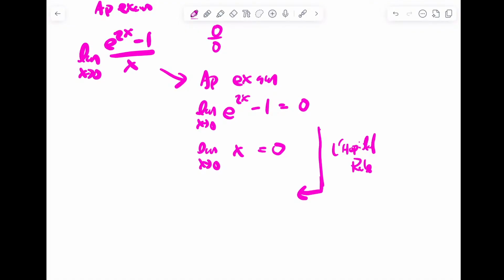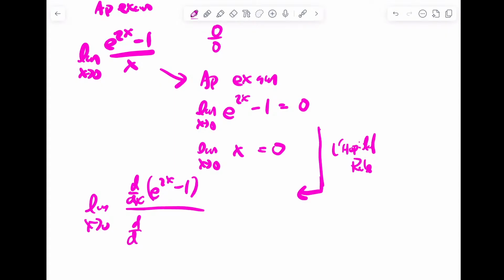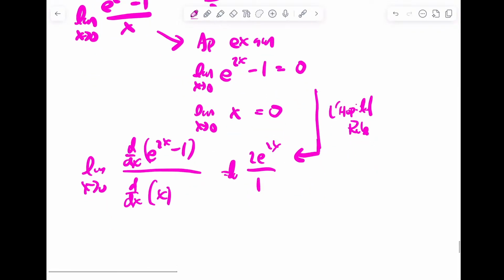So how do we get the rate? We take a derivative. If I have the limit as x approaches 0, d/dx of e to the 2x minus 1 over d/dx of x, so I'm not doing the quotient rule, I'm just taking the derivative of the numerator and denominator. That's going to be 2e to the 2x over 1. And now if x approaches 0, that's going to give you 2 over 1, so that's equal to 2. So the answer is 2. Very, very easy. It's not a problem.